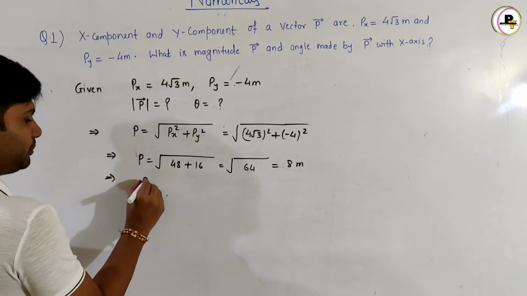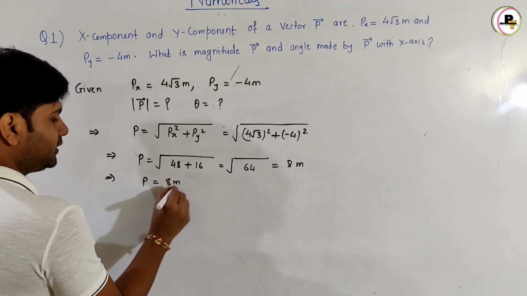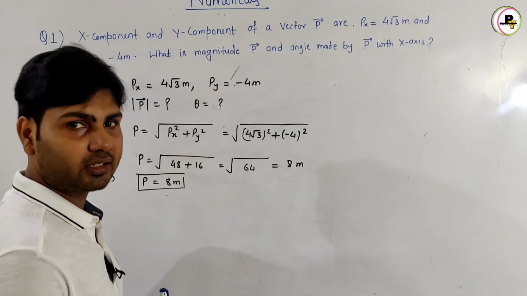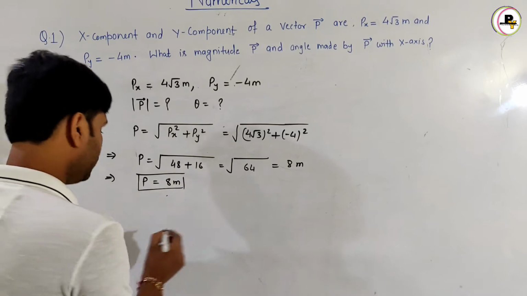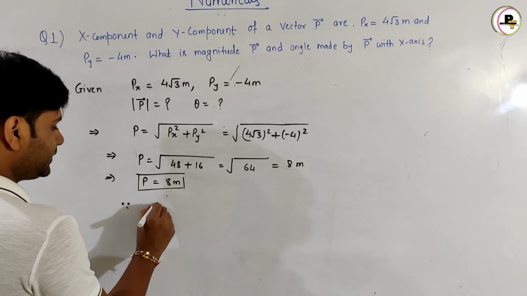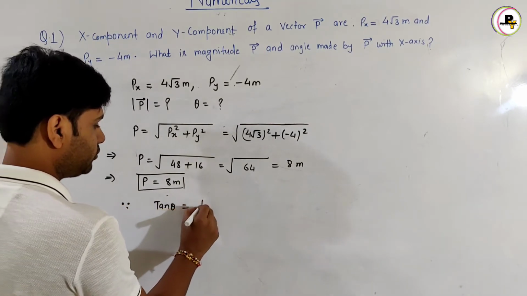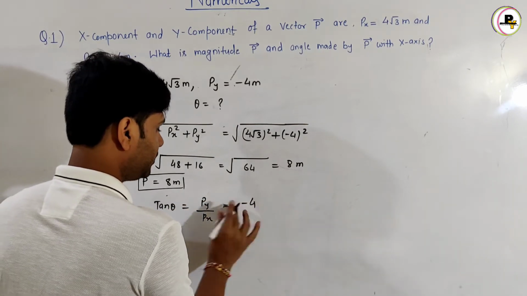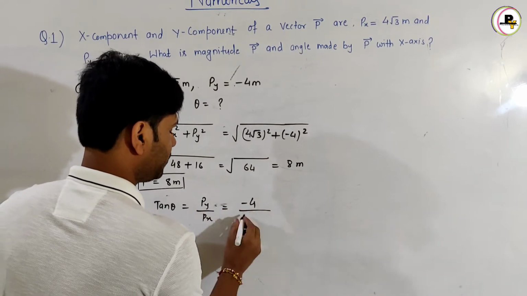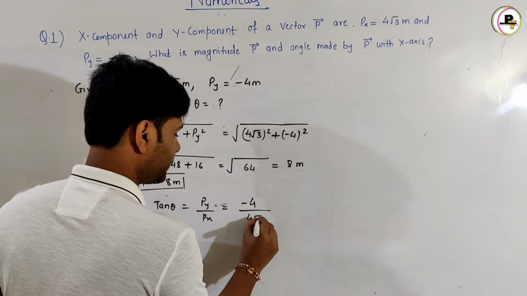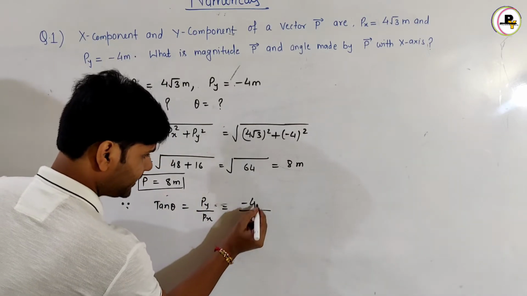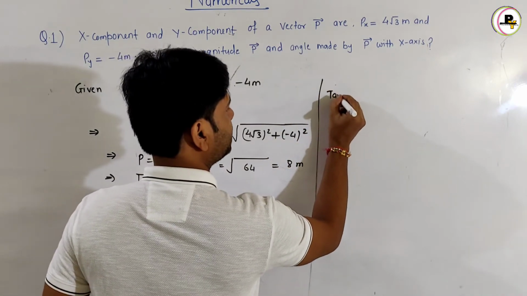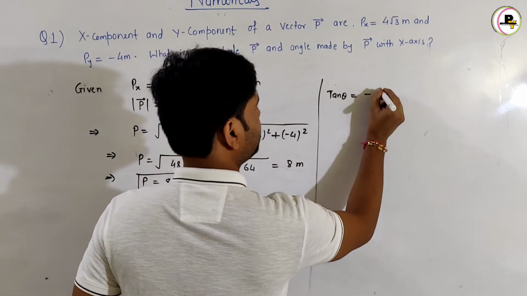So the magnitude of the resultant vector is 8 meter. Now to find the direction of the resultant vector, we take tan theta, and we know tan theta equals Py upon Px. Therefore Py is minus 4 upon Px, which is 4 root 3. So 4 gets cancelled from both numerator and denominator. Therefore we get tan theta equals minus 1 by root 3.